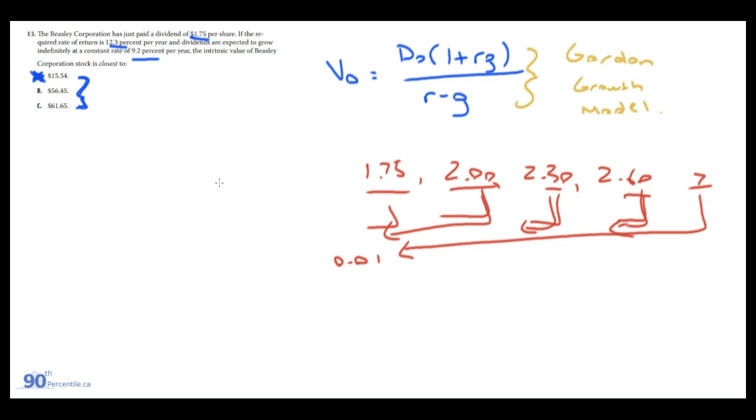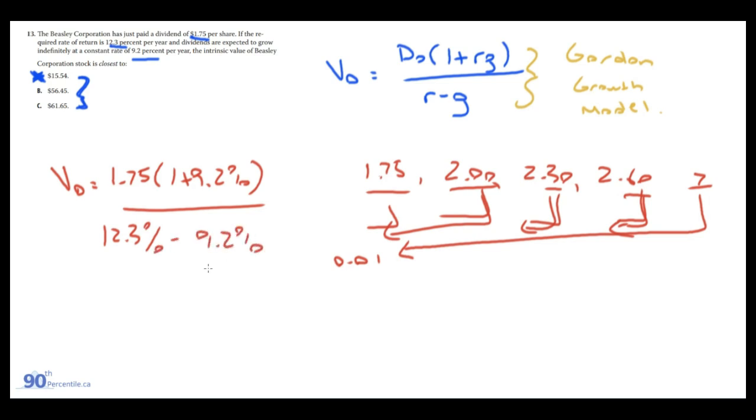So anyway, we can calculate the value here. Dividend 0, so we just paid a dividend of $1.75, times 1 plus the growth rate of the dividend, 9.2%, divided by the required rate of return, so 12.3% minus 9.2%. And if we run this out, we get a value of 61.65. So that's our answer C.